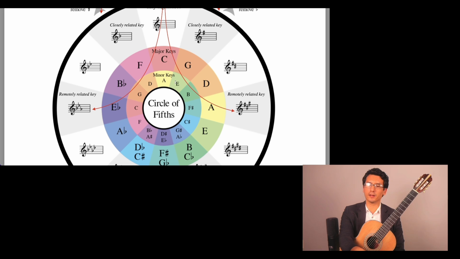So A minor, E minor is a fifth above A minor, B minor is a fifth above E minor, and so on. And we go all the way around, so that's the relative major and minor there. And then we have the key signatures on the outside of this circle here.